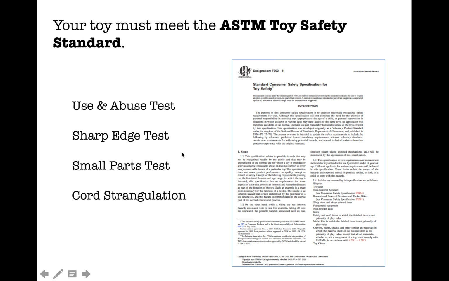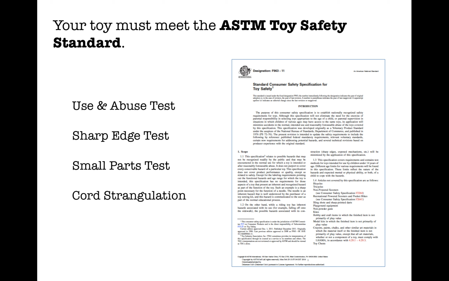All right, I want to dig a little bit now into the ASTM Toy Safety Standard. You've been given this document in PDF form. Again, it's about 60 pages long. The designation is F963-11. ASTM is the American Society for Testing of Materials. It is one of the 2 major standards organizations in the world. The other one is ISO. But any toy that is marketed or sold in the United States has to pass ASTM F963-11, right? So some knowledge of the standard is absolutely a must for your toy design.